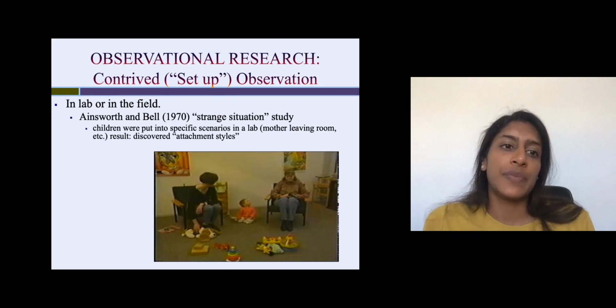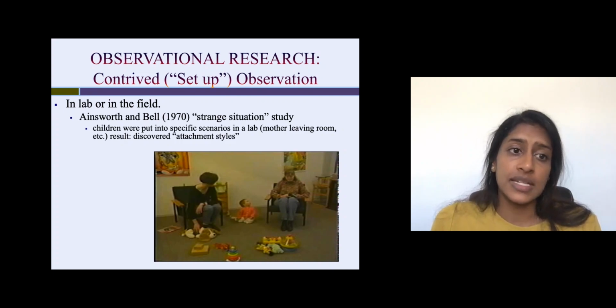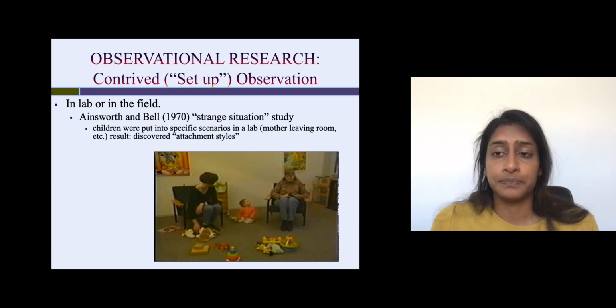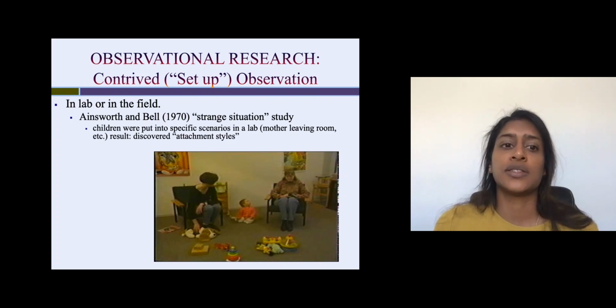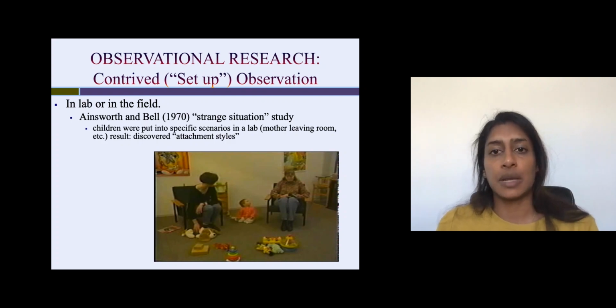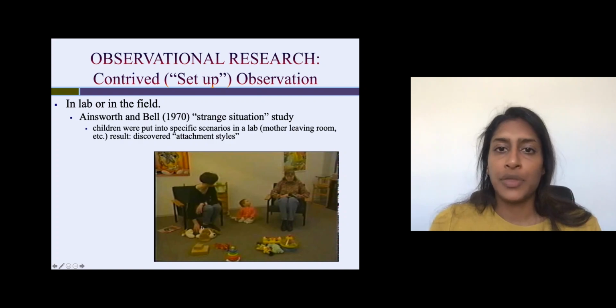We can also do something called a contrived observation, or something that's a little bit more set up. This can also be done in the lab or in the field. A very well-known contrived observational method occurs with Ainsworth's strange situation paradigm. This is a series of separations and reunions that a child experiences. There are a few different modifications of this, but the basic paradigm looks something like this.